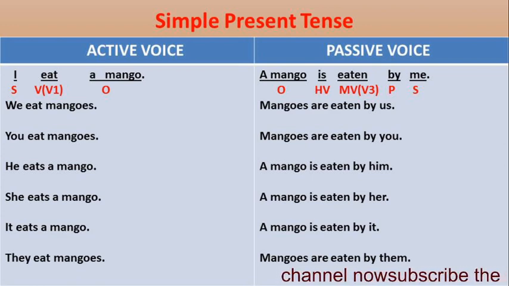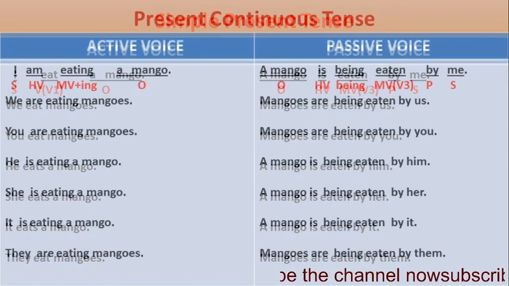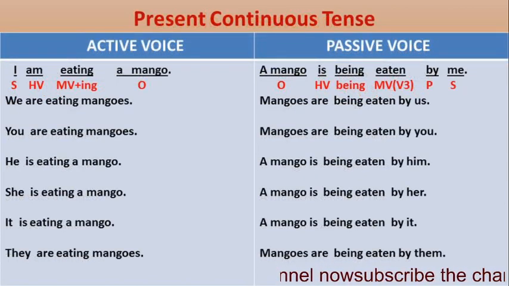Suppose the given sentences are in present continuous tense, then how can we change them? Look at the active voice then. I am eating a mango. Here, I is the subject, am is the helping verb, then the main verb with ing indicates the continuous tense, and then the object. A mango is being eaten by me.